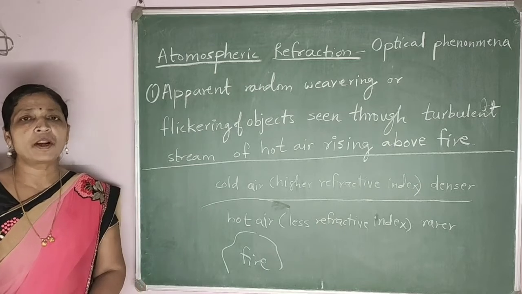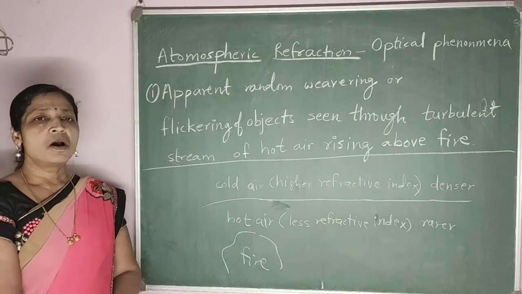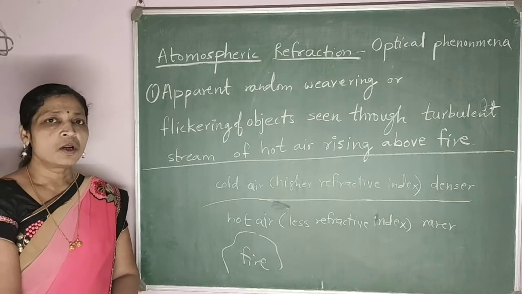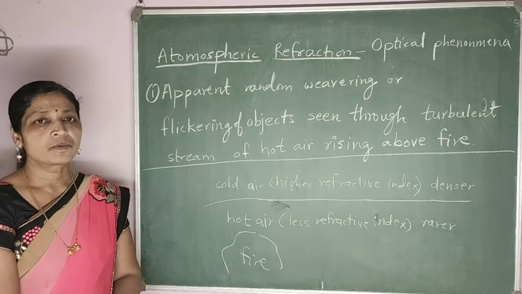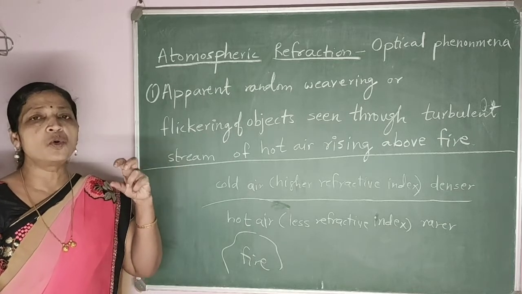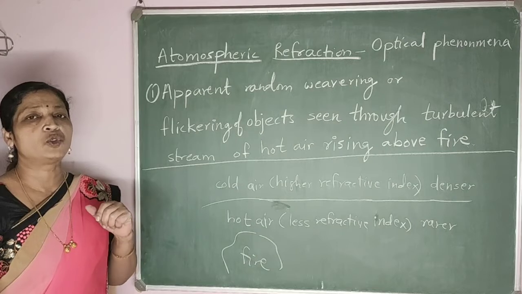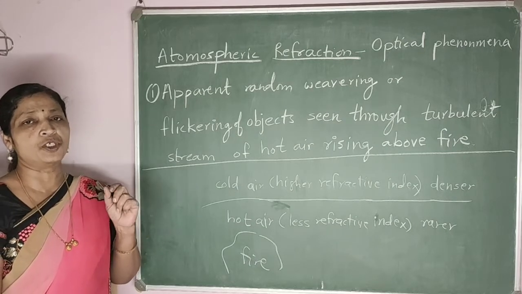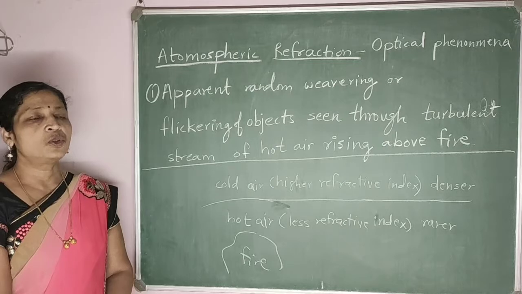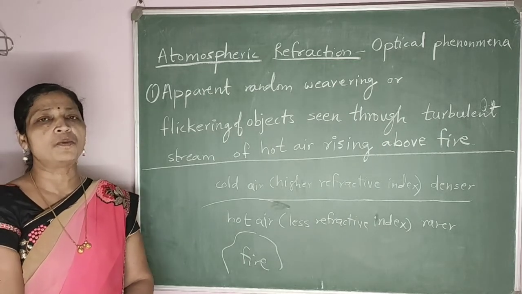Or during summer days, we can see these waves of air above the tar road also, because the road becomes too hot during the summer days. The position of the object which you are looking at through the hot air appears to fluctuate. Fluctuate means changing its position. So that is called flickering of objects. So this is one optical phenomenon, apparent random wavering of objects.